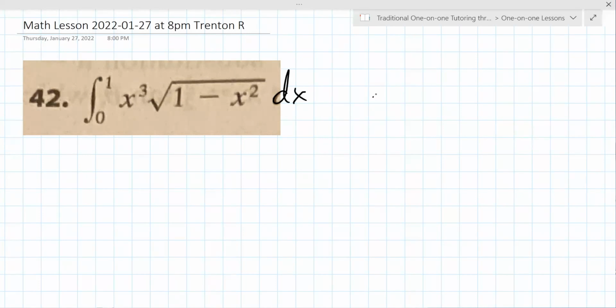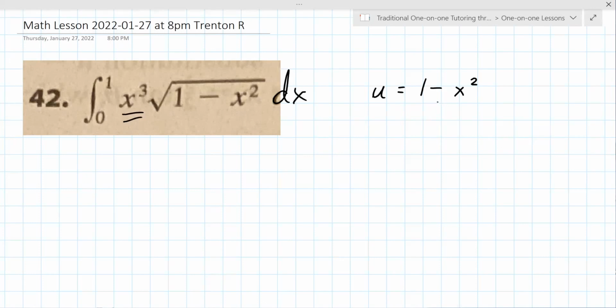So let's say we let u, and you have to know this. Let's say we let u equal 1 minus x squared. Is that something you've seen in class before? Yeah. Okay. Now, normally you do a du and a dx, but it doesn't work out nicely with this one. This requires you to solve for x cubed. You're like, well, how do I do that?